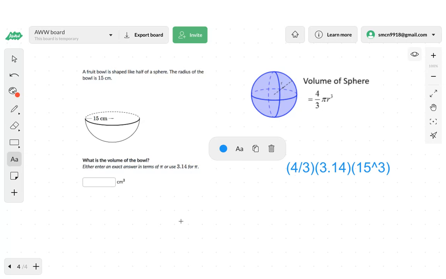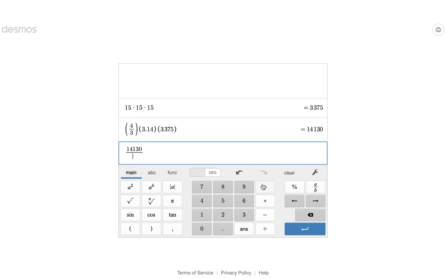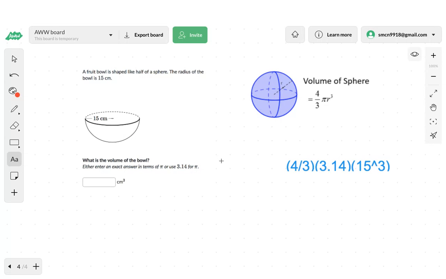Now let's go back to the equation. So now we have to be mindful that the fruit bowl is shaped like a half of a sphere. So this volume formula gives you the whole sphere. So in order just to get half of it, you would have to take the answer and divide it by 2. So just be careful with that. Divide it by 2, and your final answer is going to be 7,065.